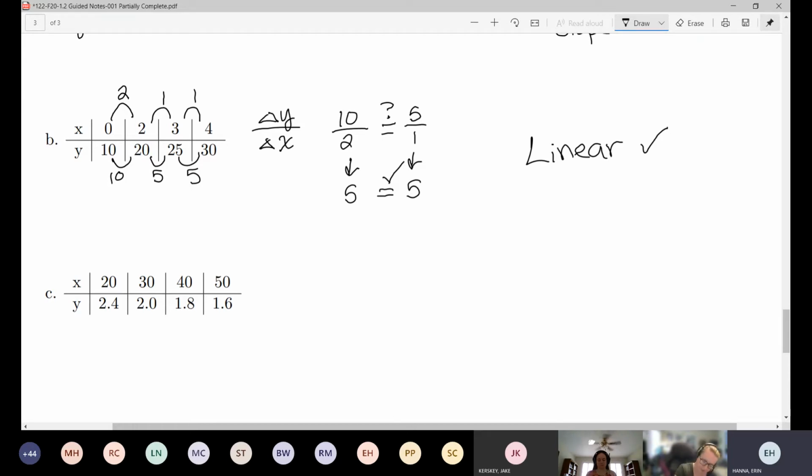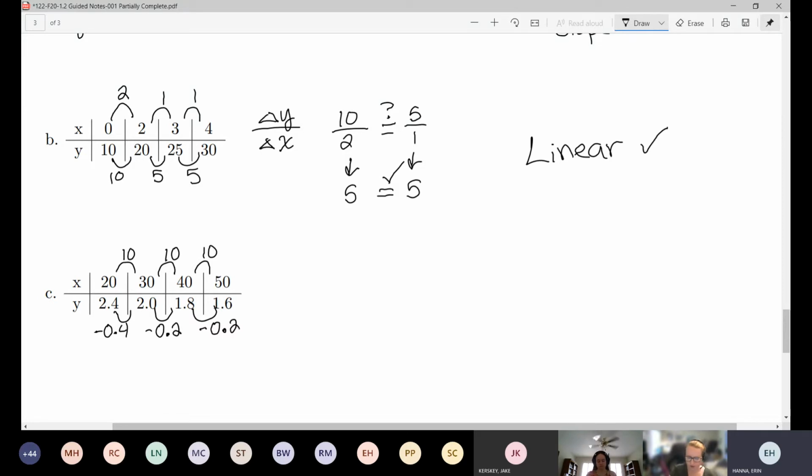So in this last one, we look at our change in x's. We've got an increase in 10, an increase in 10, and an increase in 10. And if I look at my change in y's, the first one decreases by 0.4. The second set decreases by 0.2. If you realize what we care about, we can already be done, but let's just take the last data set. From 1.8 to 1.6, I go down by 0.2 again.